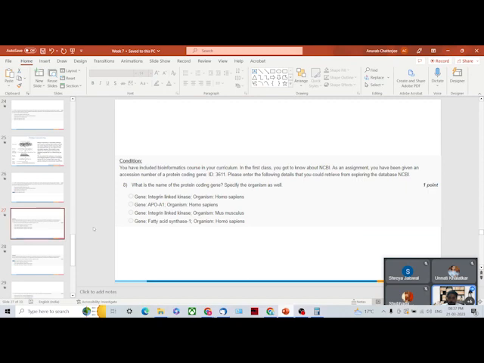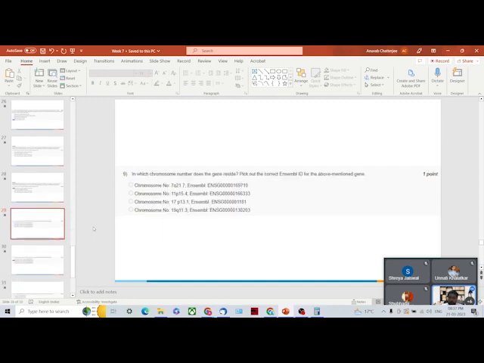So that was that. So option A is correct. Shubhada was correct. Next we have the next question, which is, in which chromosome number does the gene reside? Pick out the correct Ensembl ID for the above mentioned gene as well. The options are given right here.